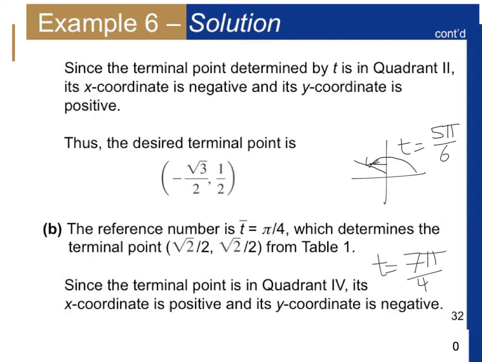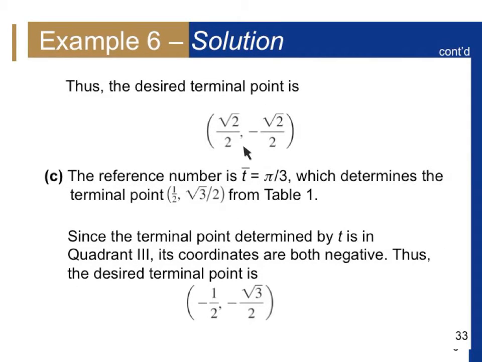Now that we're in quadrant 4, I'll draw a small picture here. 7 pi over 4 takes us over here, the fourth quadrant, right? So its x-coordinate is positive, and the y-coordinate is negative. So we're going to have a plus square root of 2 over 2 and a minus square root of 2 over 2 for this t bar, or t equals 7 pi over 4. So our terminal point for 7 pi over 4 is plus square root of 2 over 2 and minus square root of 2 over 2, because we're in quadrant 4, QIV, which means the x is positive and the y is negative, right? Remember, this is an ordered pair. This is your x and this is your y.